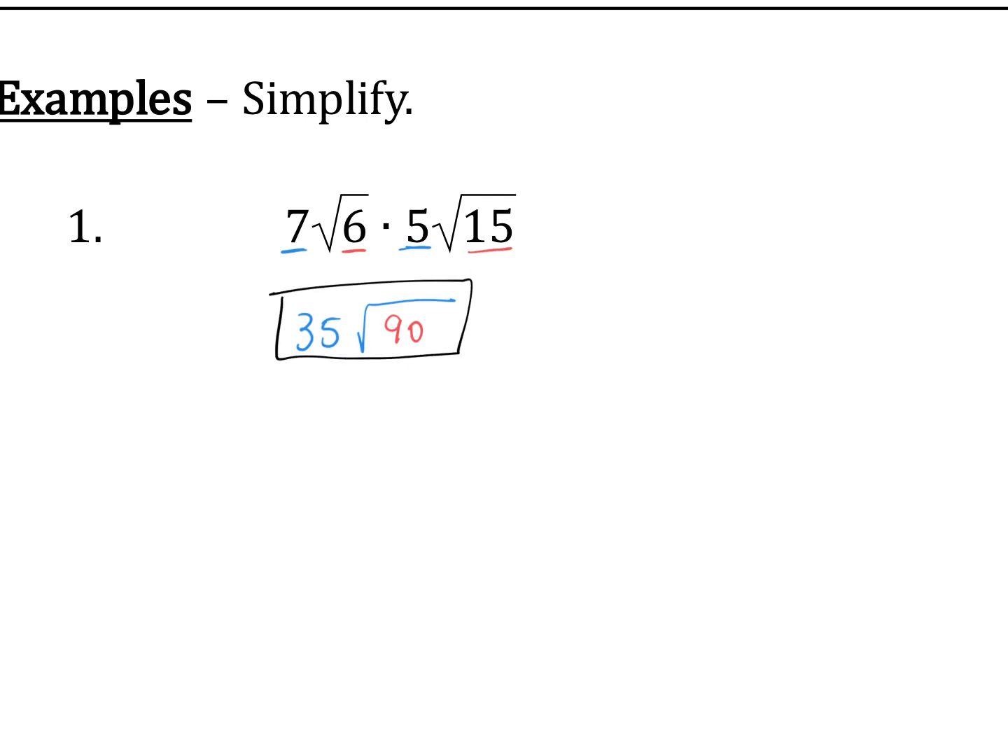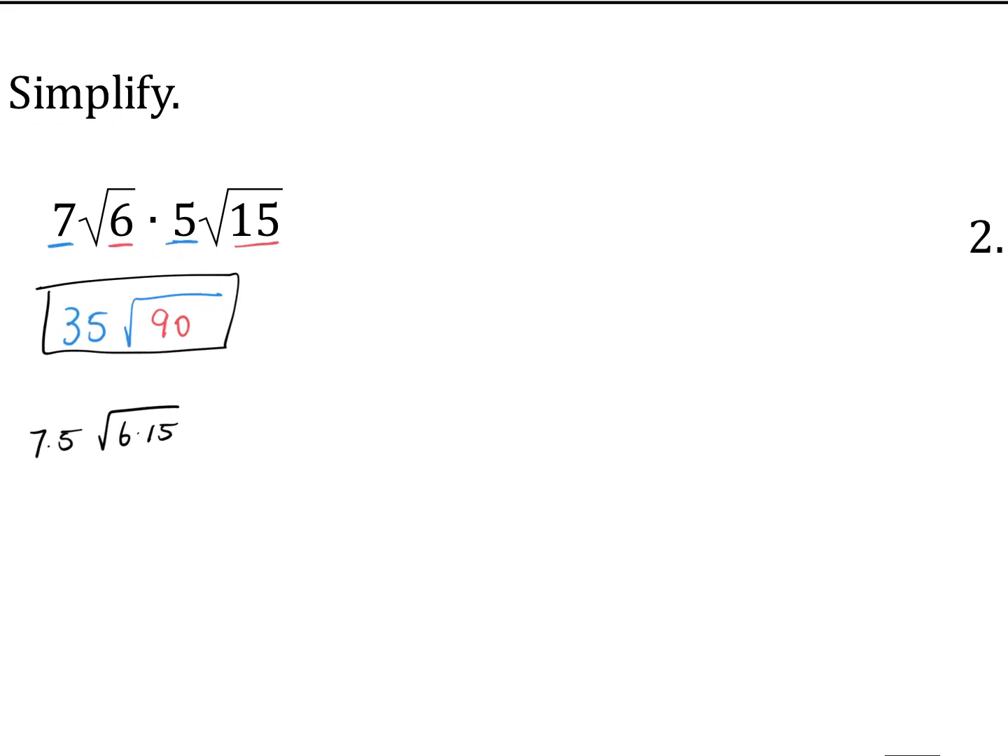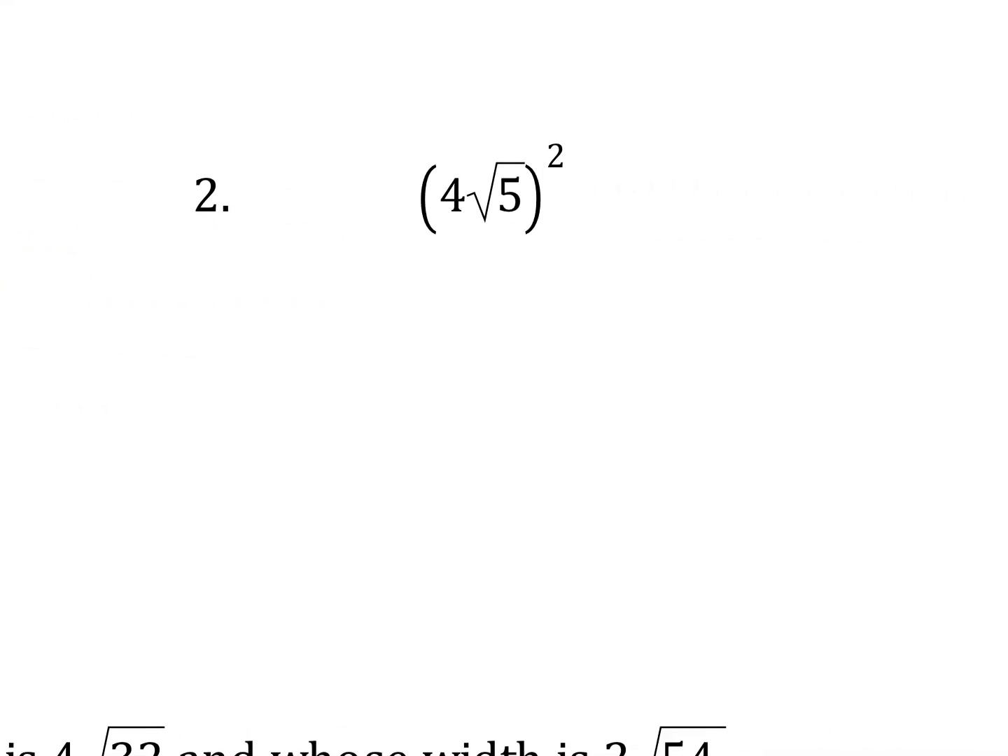Essentially what we're doing is 7 times 5, square root 6 times 15. So if you need a little explanation, go ahead and break that down a little bit. All right, looking at example number 2.